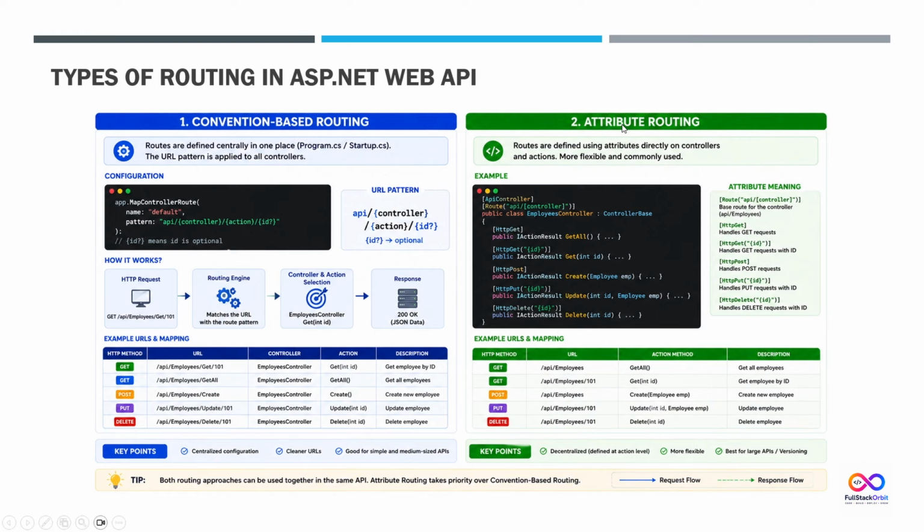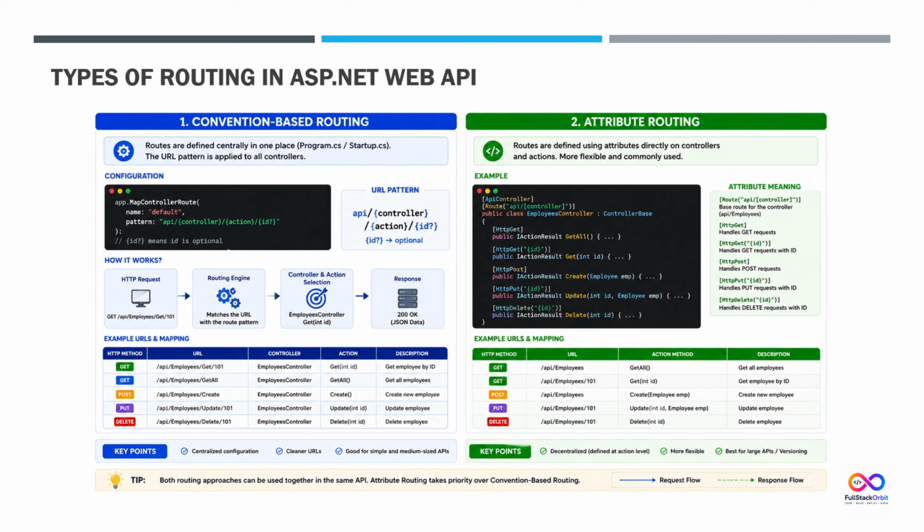Second, we have attribute routing. Attribute routing is the most commonly used approach in modern applications. In this approach, routes are defined directly on controllers and action methods using attributes. For example, we have Route API and the controller name we need to provide. So in this example, it should be like API/employee because here employee is the controller name.